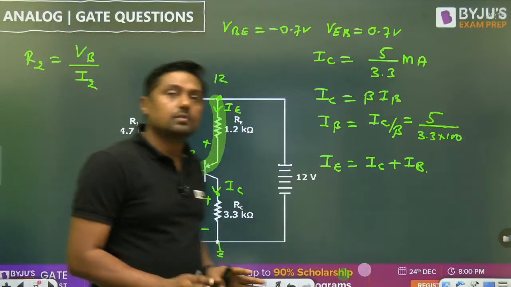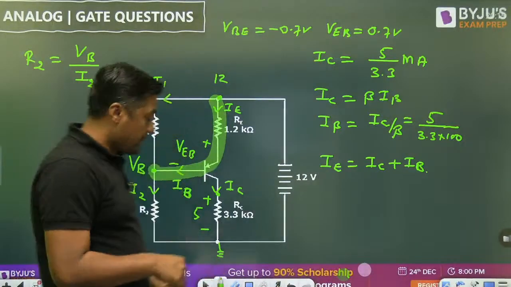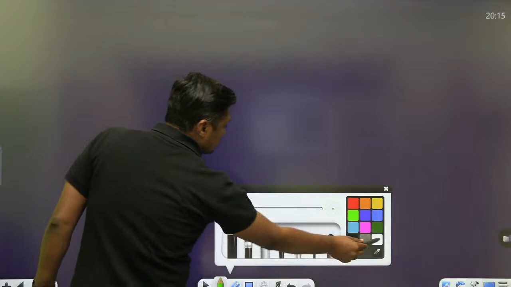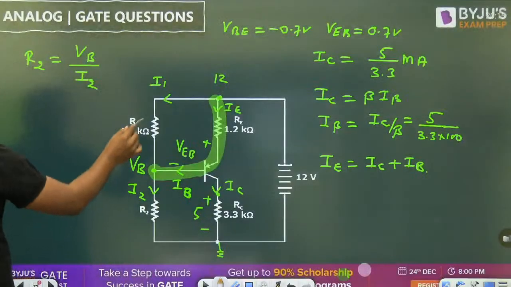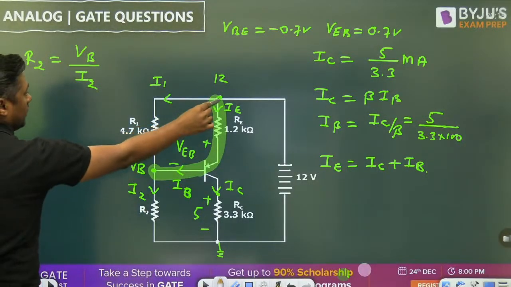Finished question. Right. Let's find it out. Then what is the value of VB? Write down the KVL from this point to this point.